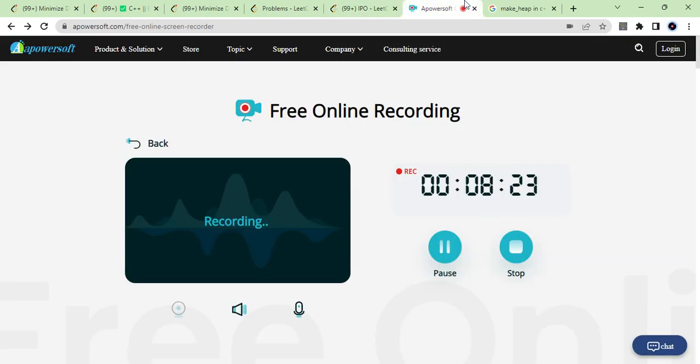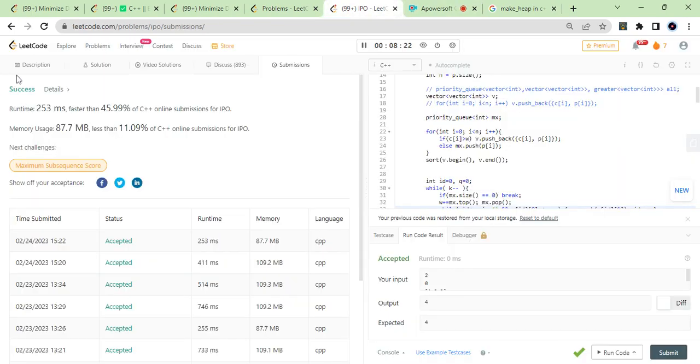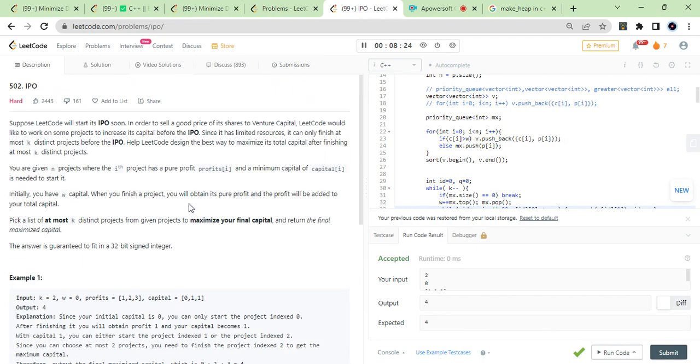Okay, that's about yesterday's daily Leetcode problem, the IPO question. It is a famous question, right? So that is why we are doing this.